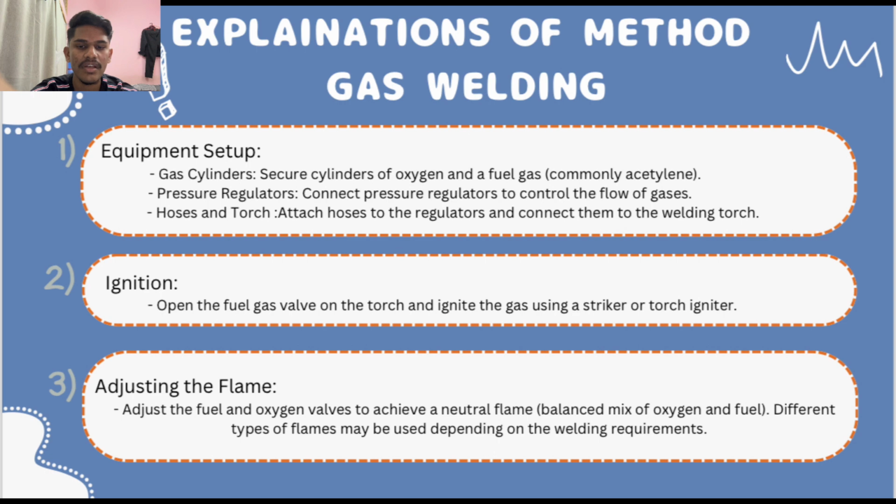Second is ignition. Open the fuel gas valve on the torch and ignite the gas using a striker or torch igniter. Third is adjusting the flame. Adjust the fuel and oxygen valves to achieve a neutral flame, a balanced mix of oxygen and fuel. Different types of flames may be used depending on the welding requirements.